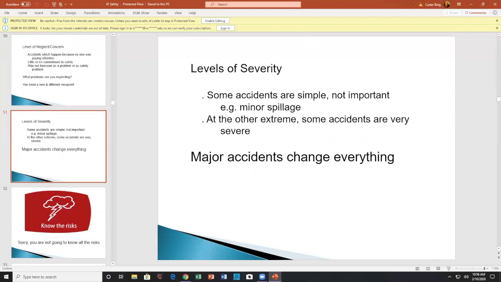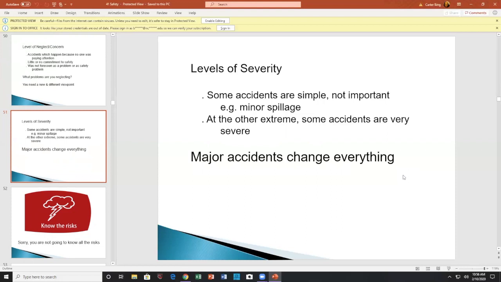Some accidents are simple, not important, like minor spillages. At the other extreme, some accidents are very severe. And again, we let you know that major accidents change everything. You've killed people, you have no place to work the next day. Process is gone. Production's gone. So you really have harmed yourself by not paying attention.